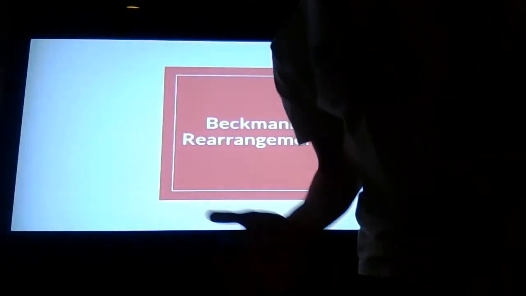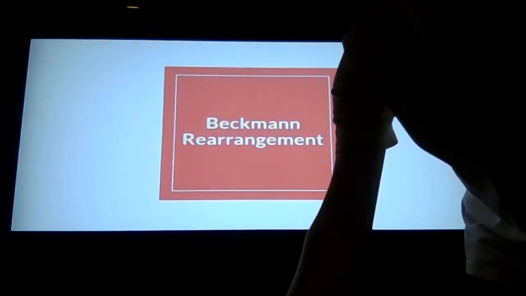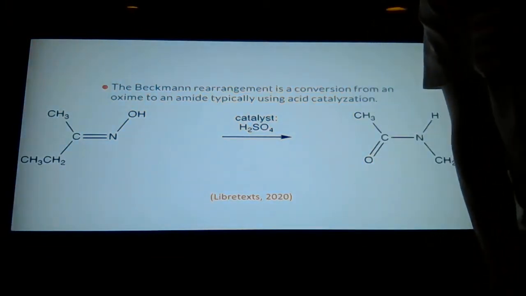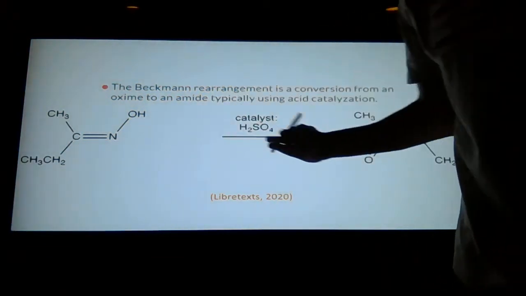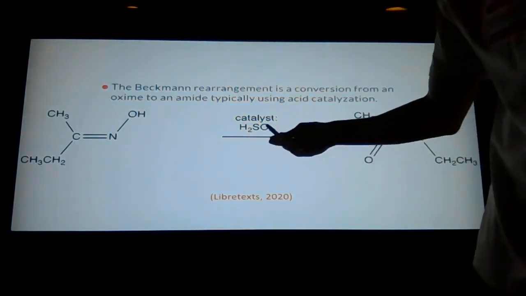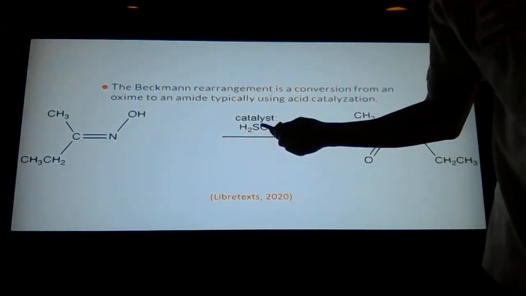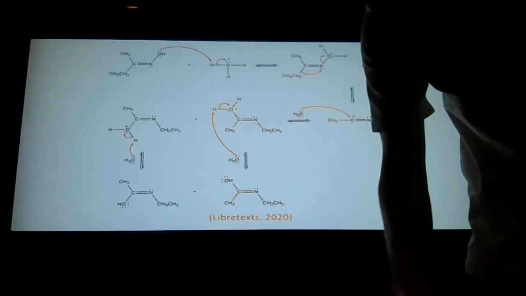I chose to review the Beckmann Rearrangement. And the Beckmann Rearrangement is a conversion from an oxime to an amide, typically using an acid catalyst. In this case, the example is sulfuric acid.